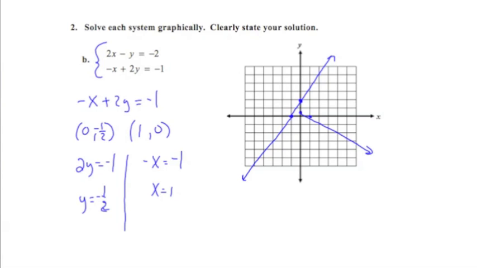Oops, I missed my point there. Let's try that again. Okay. Now you can see that these lines intersect. That's going to be our solution where these two lines intersect. Now that is not on a point. We're just going to have to kind of ballpark or estimate that. So I'm looking at this point right here, trying to estimate where that intersection occurs.